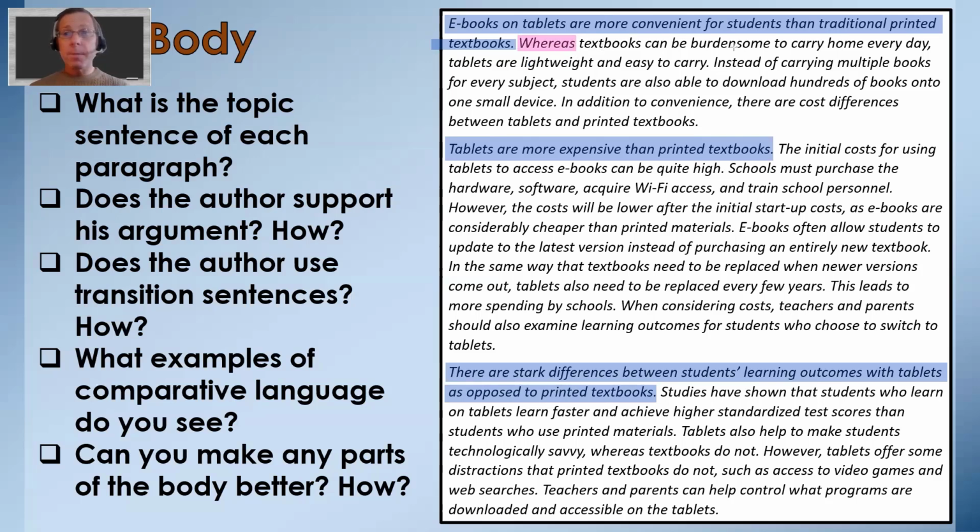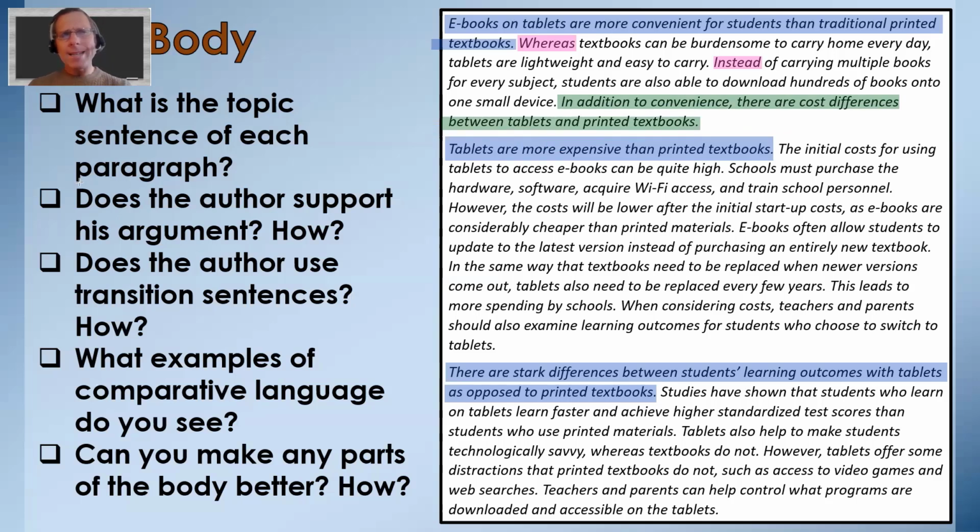Whereas textbooks can be burdensome to carry home every day, tablets are lightweight and easy to carry. Instead of carrying multiple books for every subject, students are also able to download hundreds of books onto one small device. So I've got "instead." And then let's look at this last sentence here. I'm going to choose a different color. In addition to convenience, there are cost differences between tablets and printed textbooks.